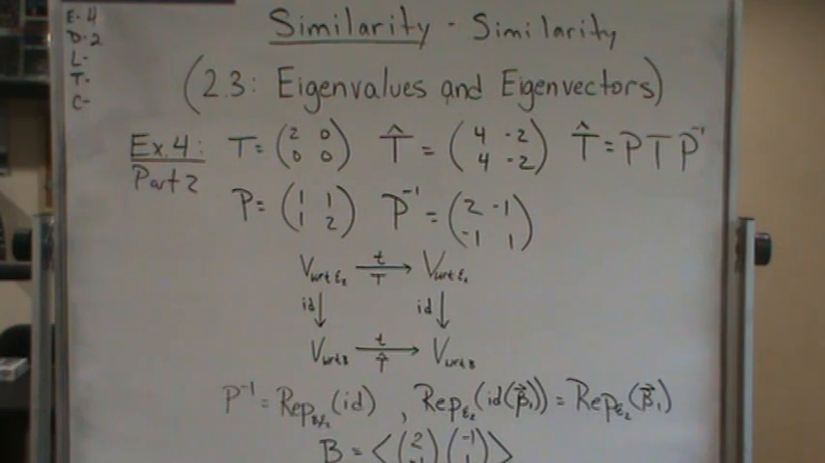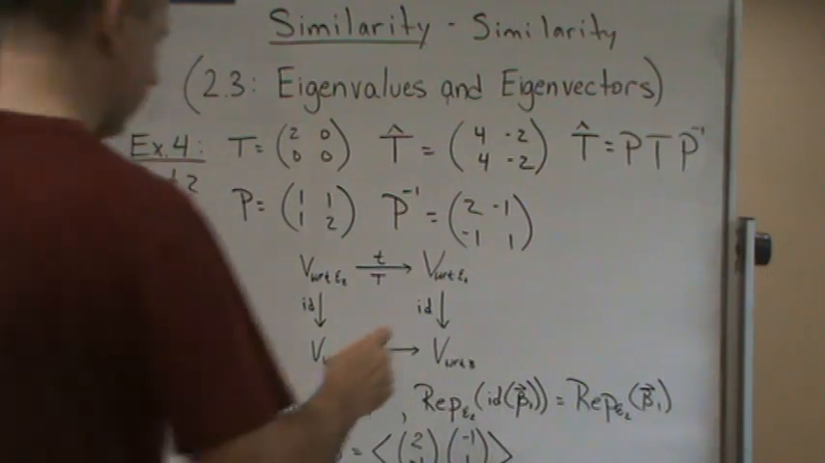Now, since the matrices T and T hat both represent the transformation T, both reflect the action of what we saw before.